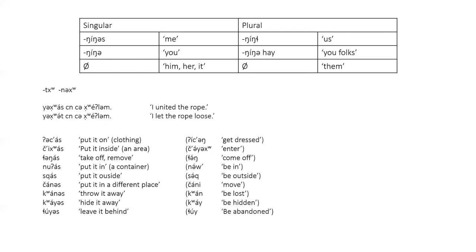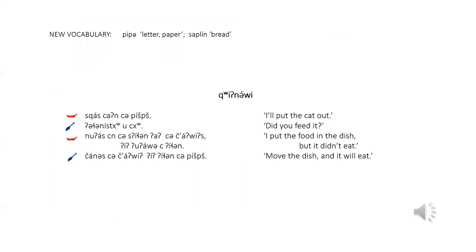Also note that the suffix is -us with a weak and zero root. The suffix is -us with strong roots such as the last word listed. A new vocabulary word, pipa, for letter or paper, and saplin, for bread.